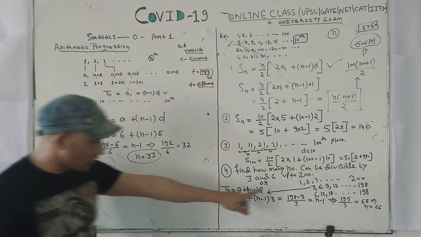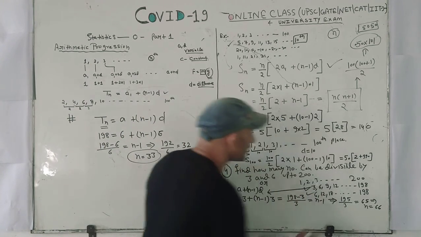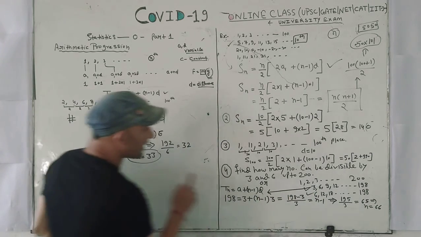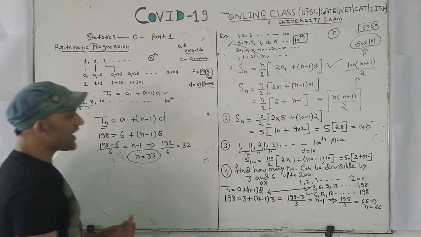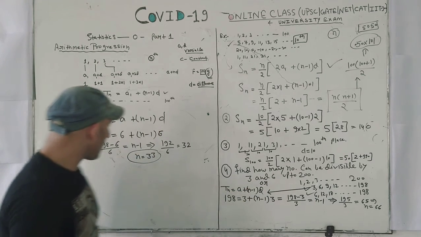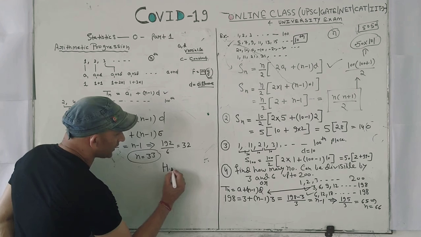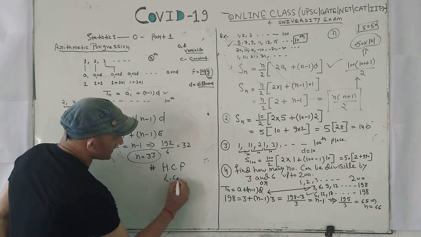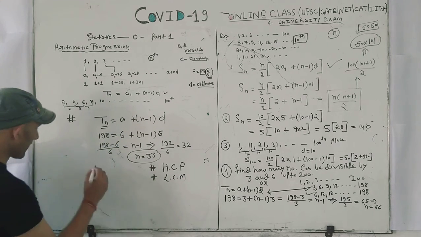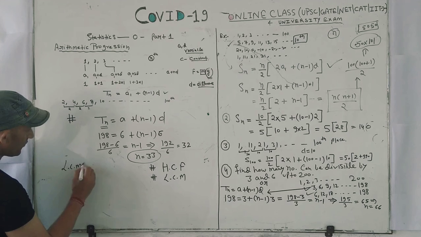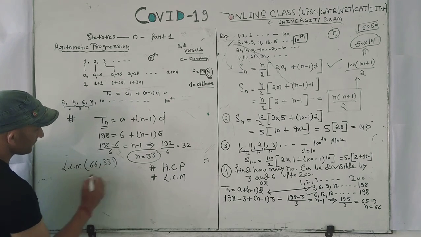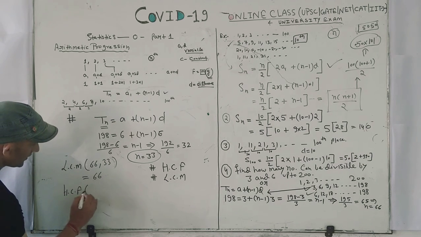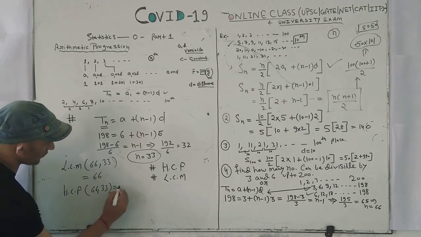Sometimes they also ask this question if you are studying in intermediate. So there are a total of 33 numbers in this series, and a total of 66 in the other series. He has asked 3 and 6. Now you must know there are two values, one is the HCF and the second is the LCM. So what is the LCM of 66 and 33? This is 66. And the HCF of 66 and 33 is equal to 33.